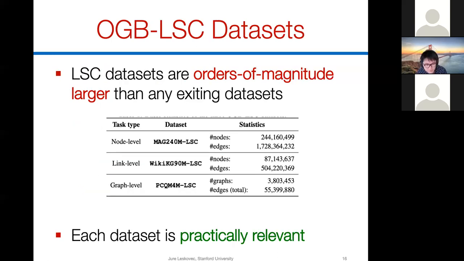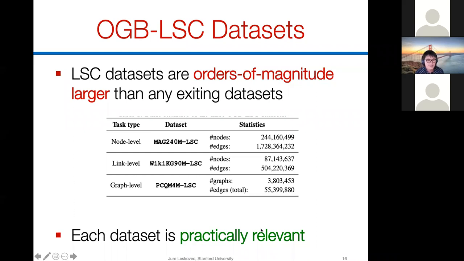And the big characteristic of this large-scale challenge is that our graph datasets are really orders of magnitude larger than existing datasets. For example, this node-level dataset has 244 million nodes, which is like 100 times larger than OGB's comparable dataset. And we have this knowledge graph dataset that's again super large. We have this molecule dataset that's again unprecedentedly large. And we think providing these datasets to the community would allow some kind of breakthrough similar to ImageNet and the NLP breakthrough. And we also ensure each dataset is practically relevant.